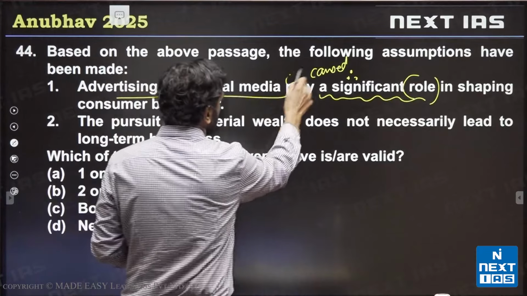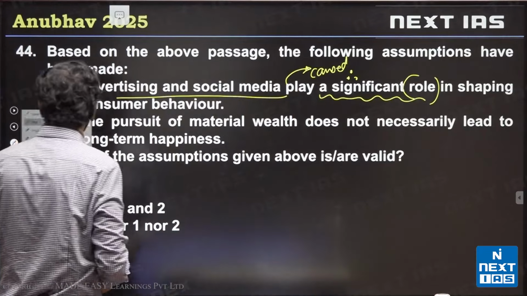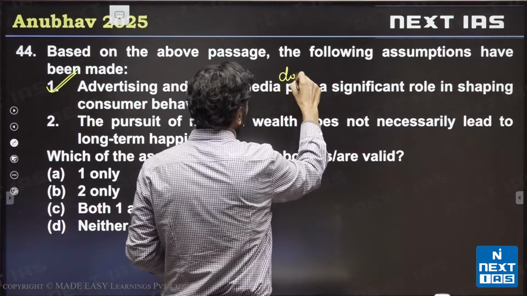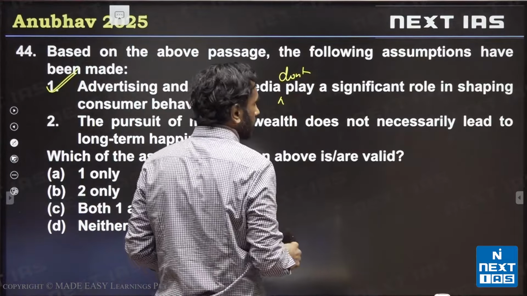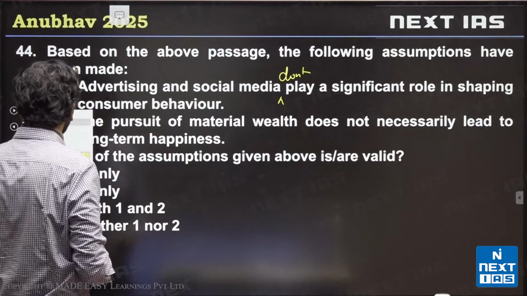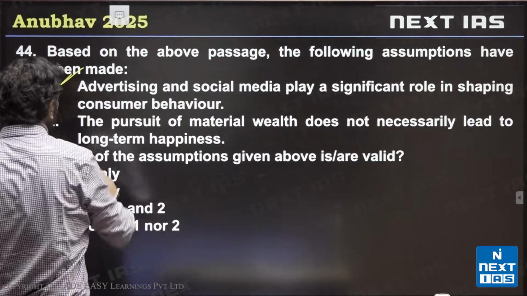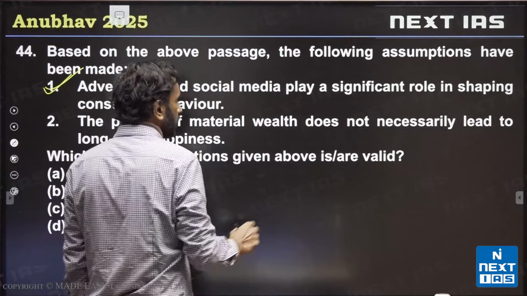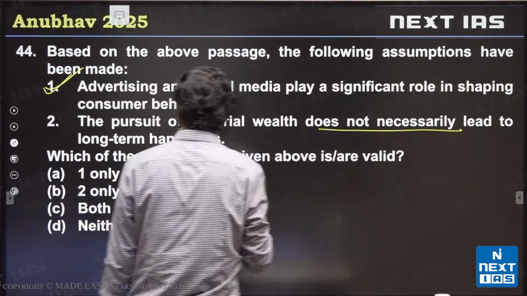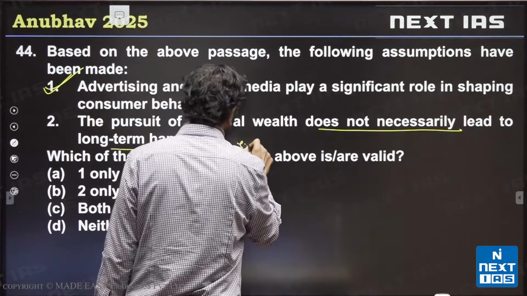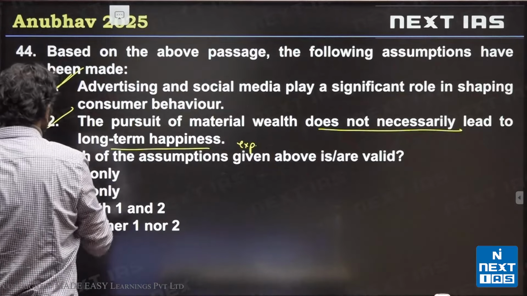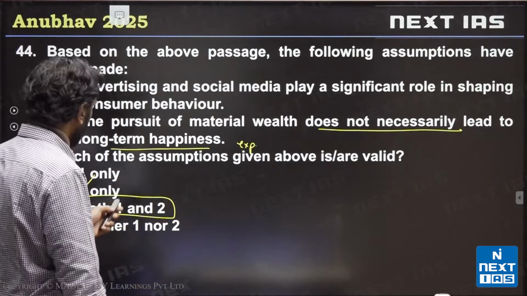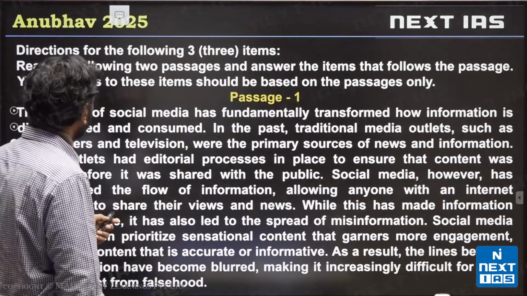These have caused a scenario, right? So a significant role is acceptable. One is a valid assumption. If we said they don't play a significant role, the passage would become wrong, right? So 1 is a valid assumption, we can check. 2 says the pursuit of material wealth does not necessarily lead to long-term happiness. This is valid. We are told the author says we want to prioritize experience, right? So the right answer here is option C. Question 44, right answer is option C.